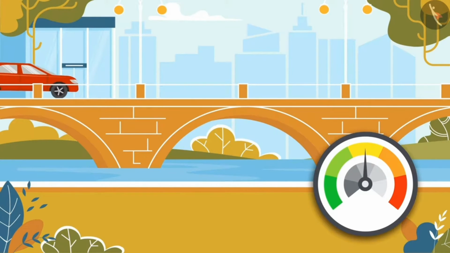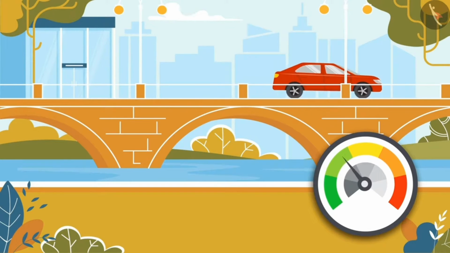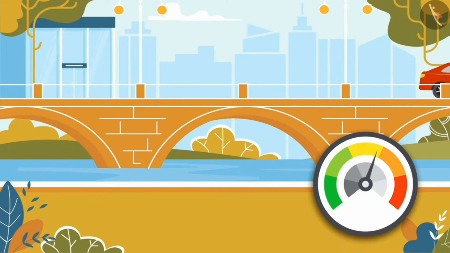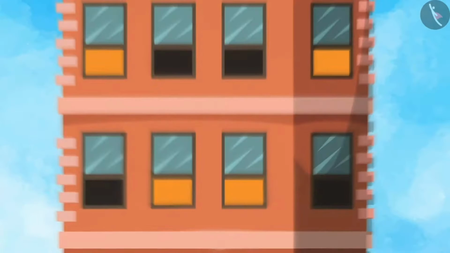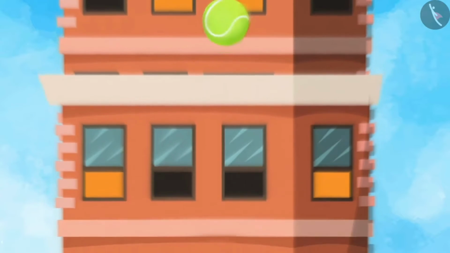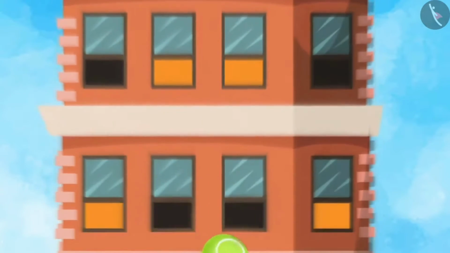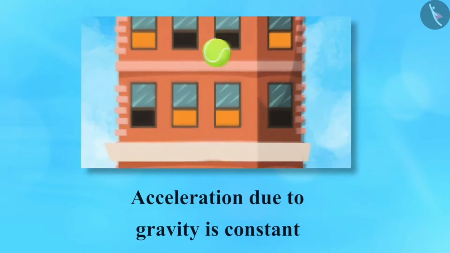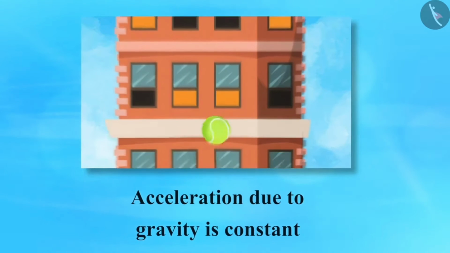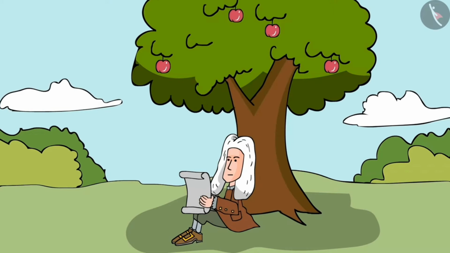On the other hand, if the same car increases its velocity by unequal amounts in equal intervals of time, then the car is said to be moving with non-uniform acceleration. Let's take another example. Take a ball to the roof of your house and release it. You will observe that the ball is in uniform accelerated motion. This is because the acceleration due to gravity is constant. You will learn about gravity in Chapter 10.